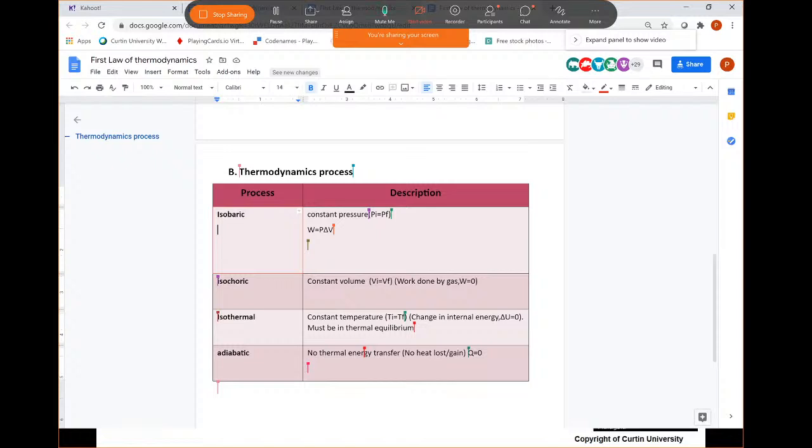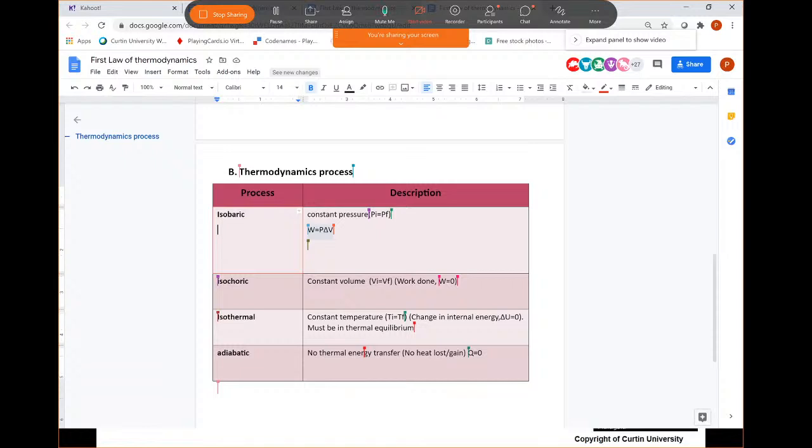Okay, so isochoric, constant volume, so the work done is equal to 0. Perhaps you have to delete the "work done by gas". You don't have to specially mention whether it is work done by gas or on gas. Just write down work done. So work done will be equal to 0 because there is no change in volume.